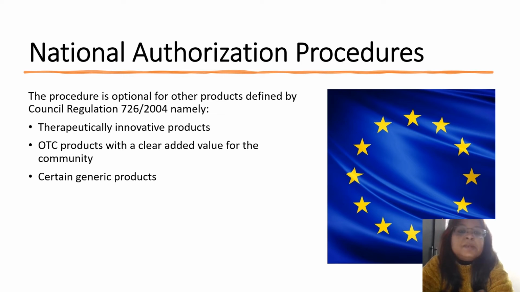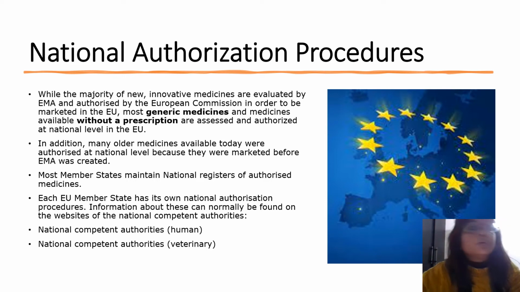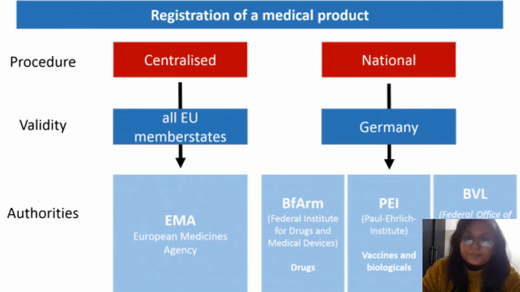The products going through this route are therapeutically innovative products and OTC products. OTC products generally don't need a prescription. Talking further about the other medicaments going through the national authorization procedure, there are generic medicines. All the generic medicines generally not belonging to the centralized procedure category can move through the national authorization procedure.